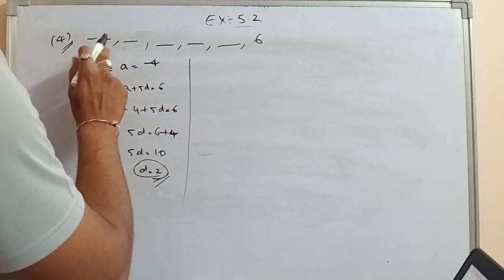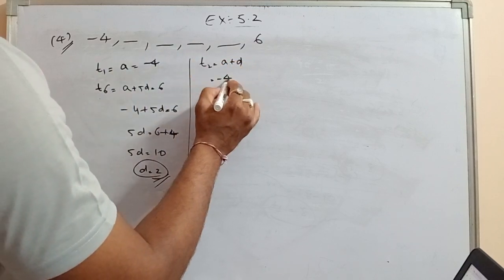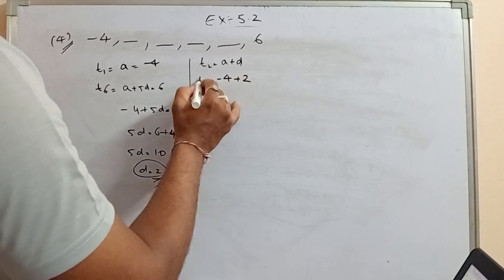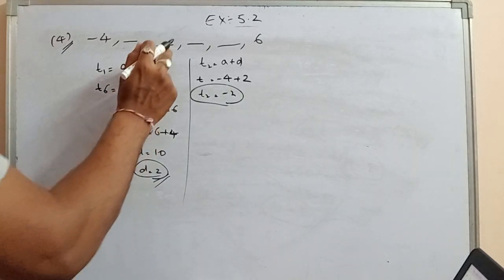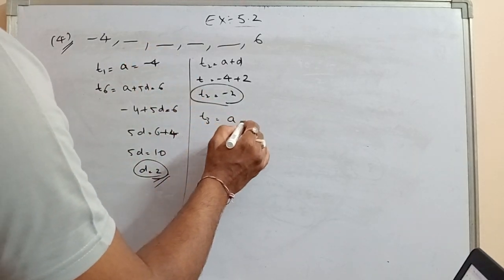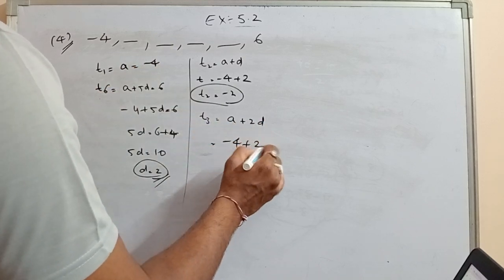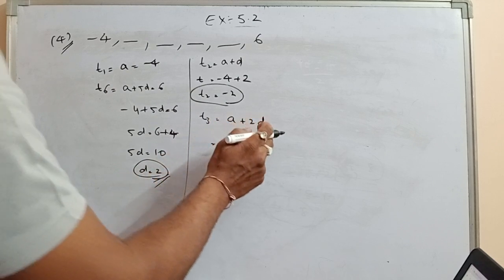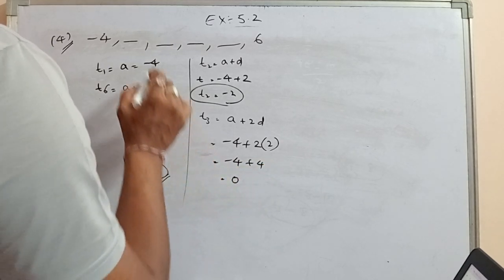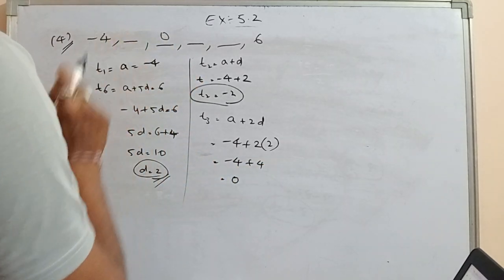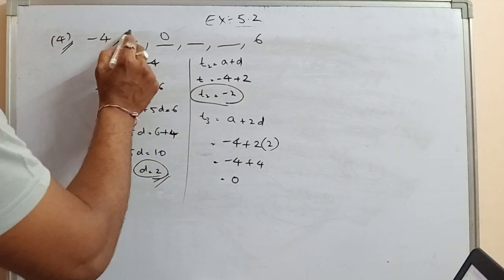So in the same way, T1 we have, now T2. T2 is equal to a plus d. What is the value of a? It is minus 4 plus what is the value of d? It is 2. So T2 is equal to minus 2. Minus 4 plus 2 is minus 2. So T3 is a plus 2d. The value of a will be again minus 4, plus 2 into the value of d, which is 2. So minus 4 plus 4, the value will be 0. So here we got the value 0 for T3, and T2 we got as minus 2.